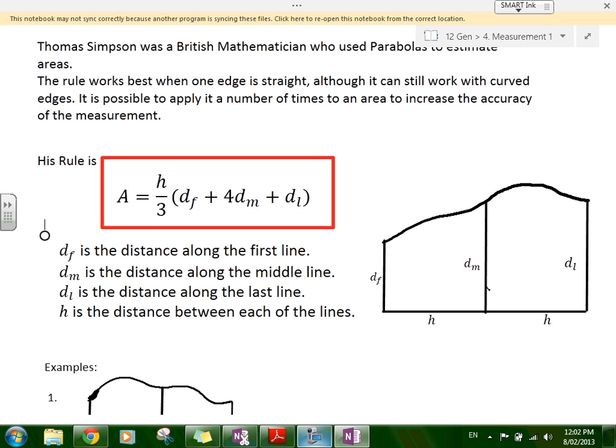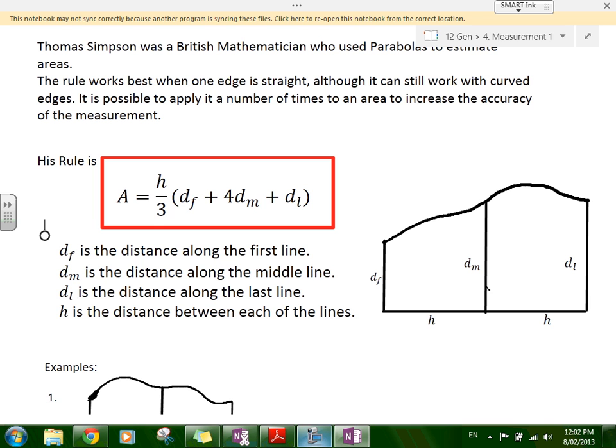So you've got 3 measurements, which, if you think about it, are measuring the width of the land at that point, or of the figure. So d_f is measuring the width here, d_m is measuring in the middle, d_l is measuring at the end. So at the start, the middle, and end, you need 3 measurements. First, middle, last. And then this h has to be the same: the distance between the first measurement and the middle measurement, and then the distance between the middle measurement and the last measurement. So the middle really has to be the middle.